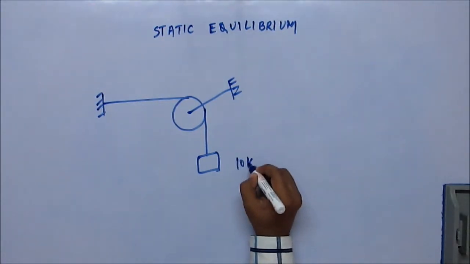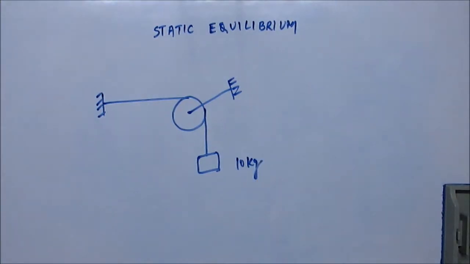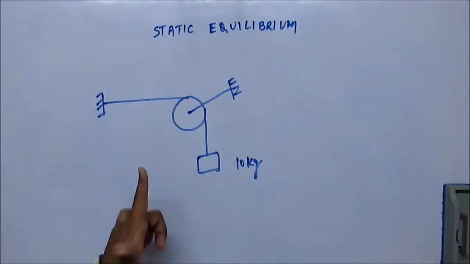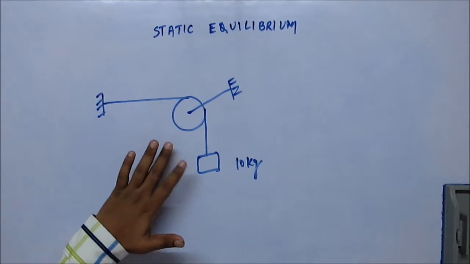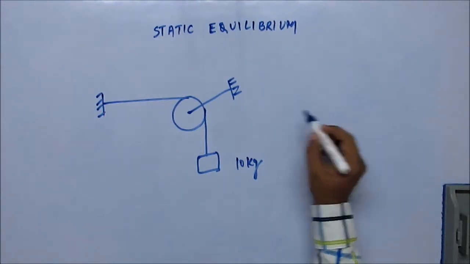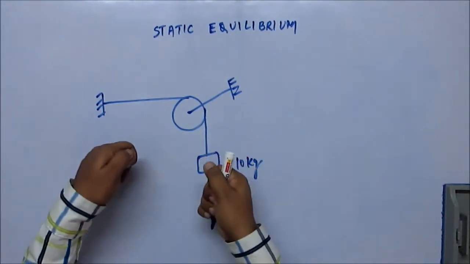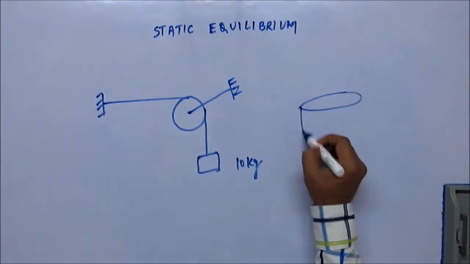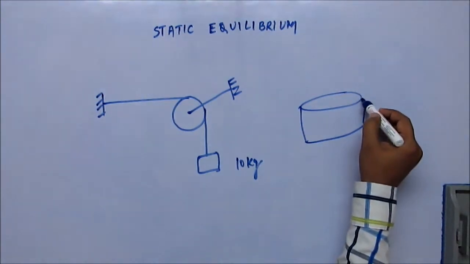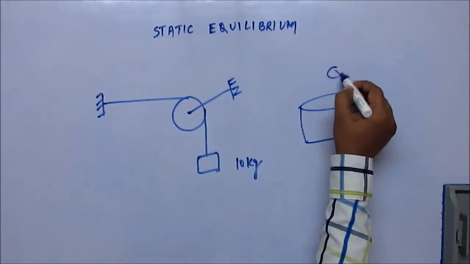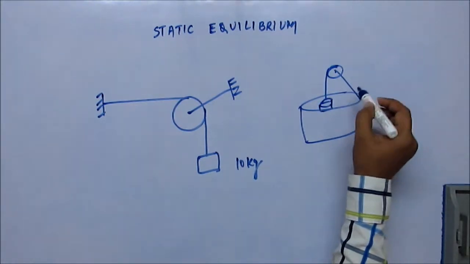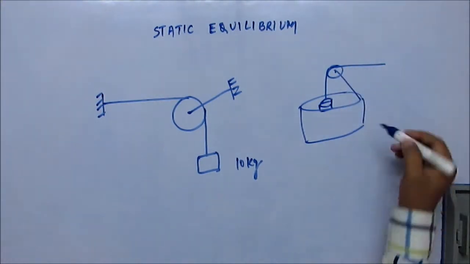This block is of 10 kg mass, and the question this time is how much force is that rope, the string, exerting on this pulley? Pulley you must be knowing, right? A pulley is a kind of disc on which the rope is well seated, and it can rotate around this point. You must have seen pulleys in the old kind of wells, where the bucket goes into the well and somebody is pulling it from the other side.